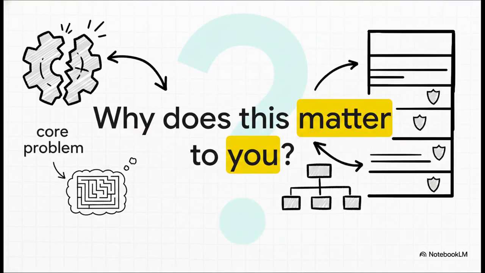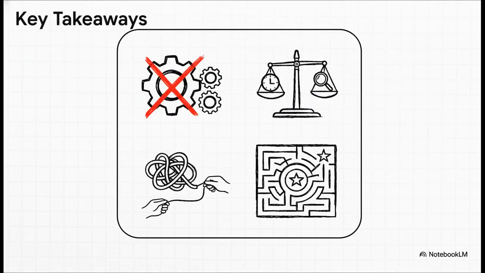So, we've covered a lot of ground here, right? From the core problem all the way to an advanced technique like blocking. But why does any of this actually matter to you in a practical sense? Here are your key takeaways. Number 1. Stop testing variables one at a time. Seriously, you are flying blind to the most critical insights and you're leaving your biggest opportunities on the table.